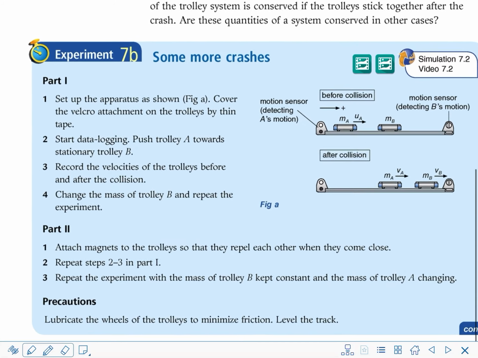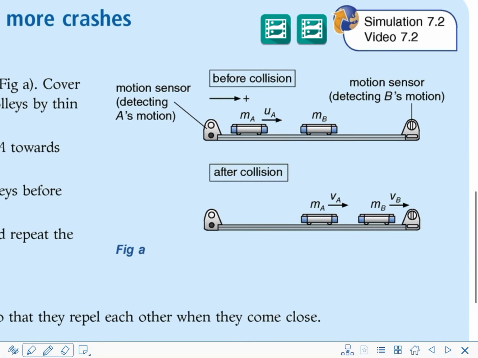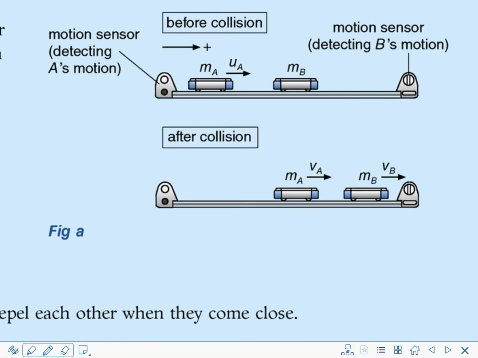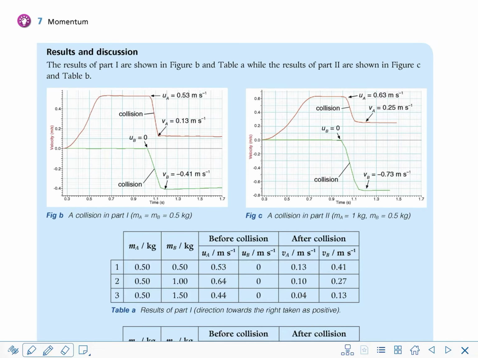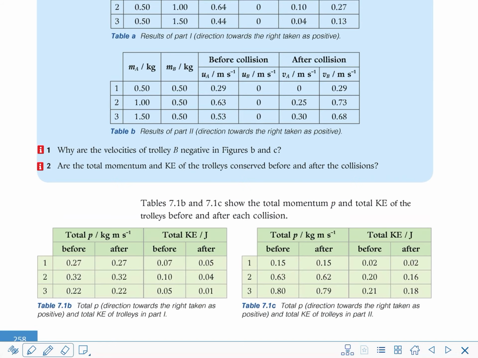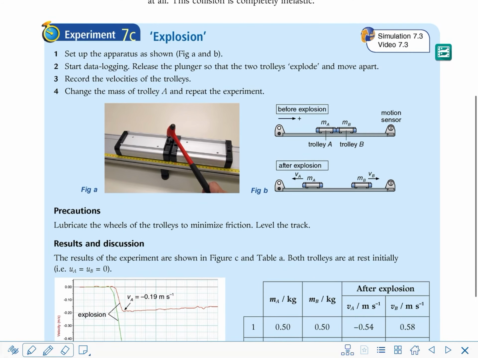The law of conservation of momentum, actually, we have discussed before. Experiment 7b, another crash. Now, after the collision, the two trolleys would move with different velocities, but by the data, we can show that the total momentum of the system is conserved.